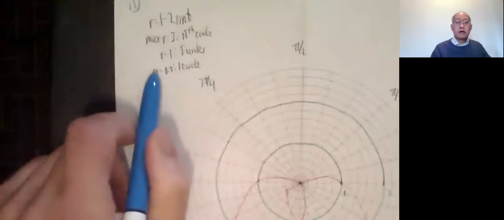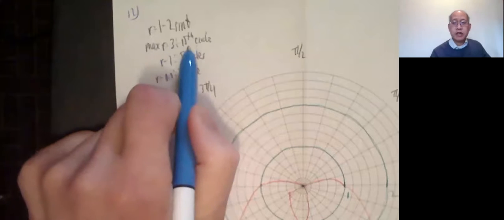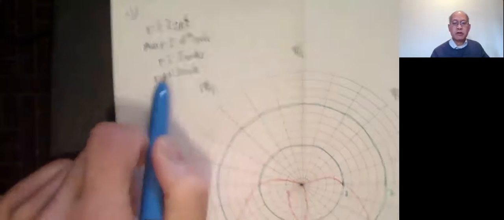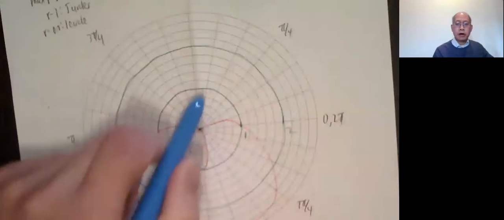Number 12 is the polar graph. R equals 1 minus 2 sine t. So the maximum R is 3. That's the 15th circle for me. If you had the 12th circle, that's okay. R equals 1 is 5 circles. R equals 0.2 is 1 circle. So I bolded out R equals 1, R equals 2.